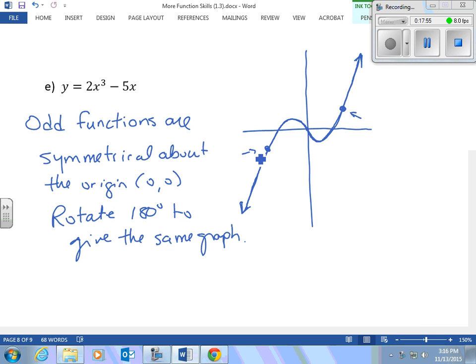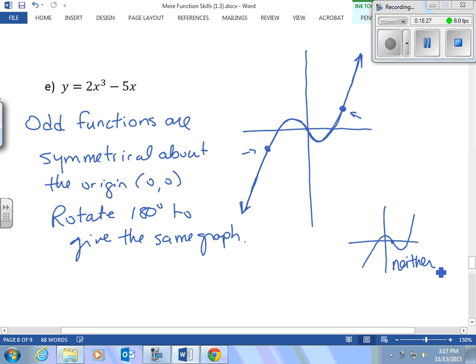Any graph that does not meet those two requirements, either being even, where it's exactly symmetrical around the y-axis, or rotating exactly around the origin 180 degrees, comes under the neither category. So as a quick example, if this is my x and y axis and I have a function that looks just like the one we just did, but is symmetrical maybe around this point, this one is neither. Even though it has the same shape, because it isn't centered at the origin, it falls under that neither category.